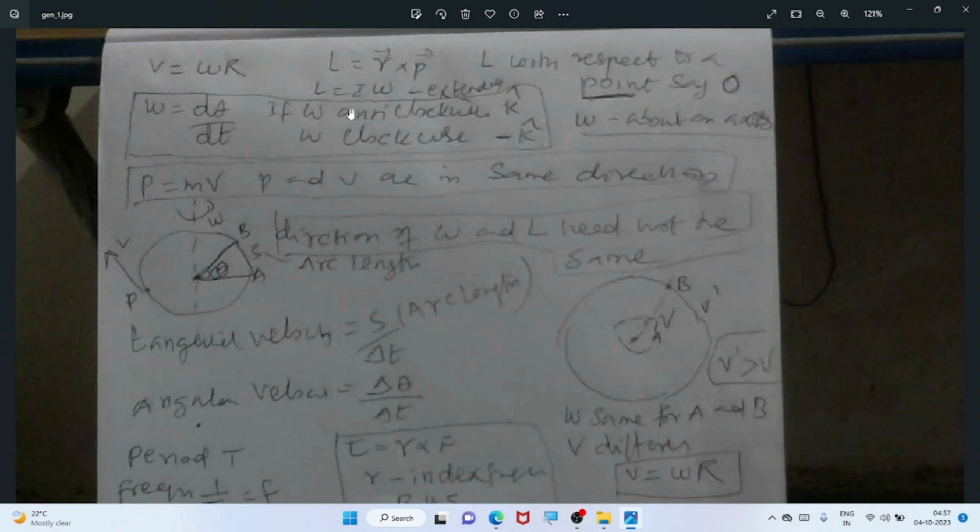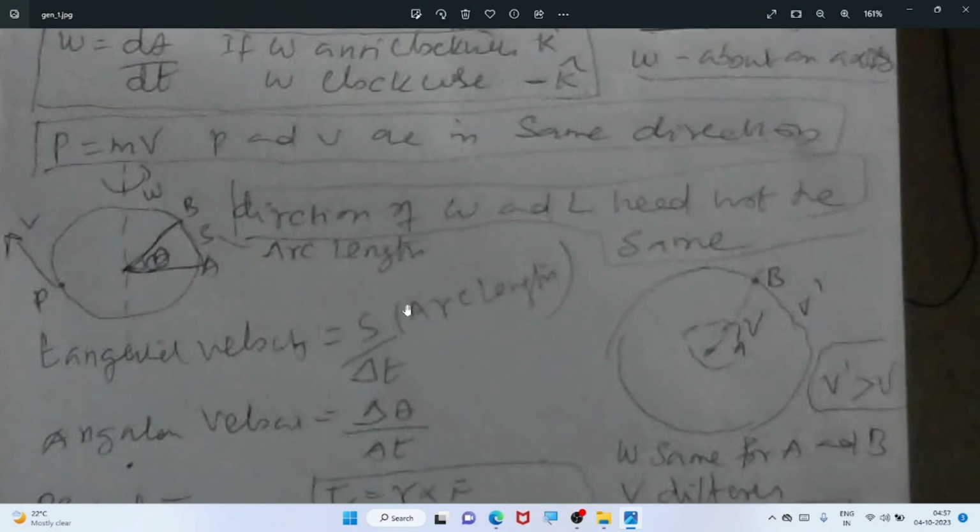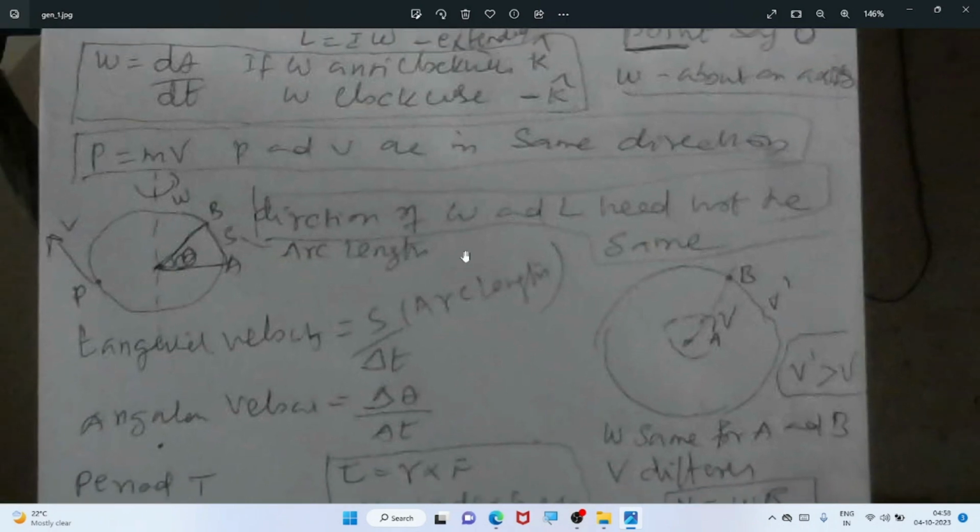This is the direction of the angular velocity, clockwise and anti-clockwise. Anti-clockwise is positive, clockwise is negative. Linear momentum equals mass times linear velocity. Both are in the same direction. But the direction of the angular velocity and angular momentum need not be the same; it can be the same or need not be the same.